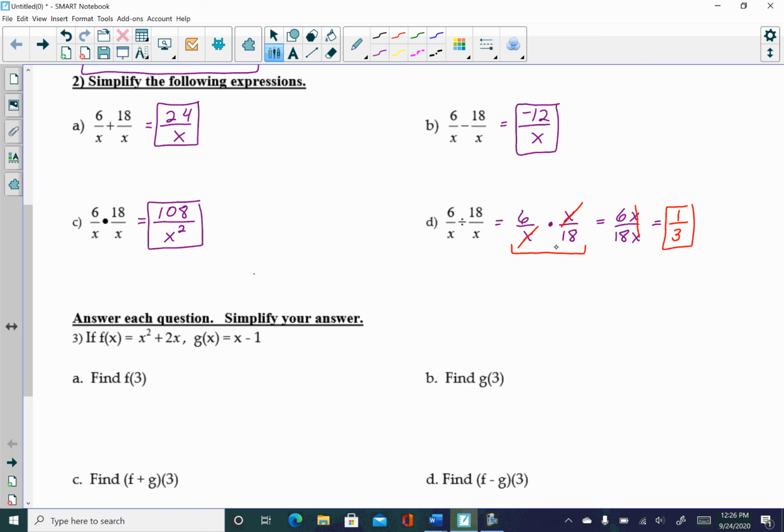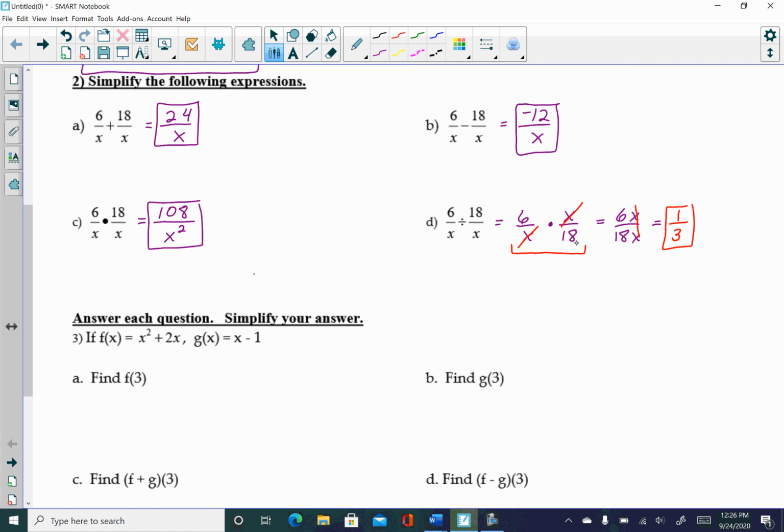Going back to how it was written here, these x's are diagonal from one another, so you could cross those off. 6 and 18 are diagonal from one another, so you can reduce here. 6 divided by 6 is 1. 18 divided by 6 is 3. And then when you multiply straight across, when these x's canceled out, they became 1. So 1 times 1 is 1, and on the bottom, 1 times 3 is 3. So you get there either way you do it, okay?